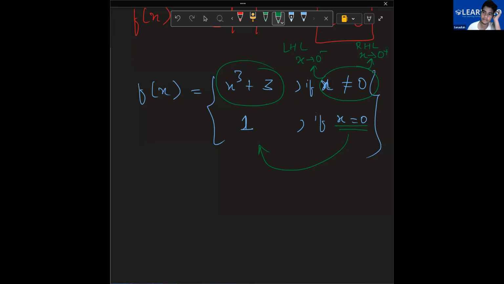So I hope you can solve. Now check your LHL, RHL and your function value. Are they same? If they are same, then you can say this is continuous at x equals to 0. If they are not, then they are not. Okay? Yes, sir. Okay, do this and tell me. Okay, sir.